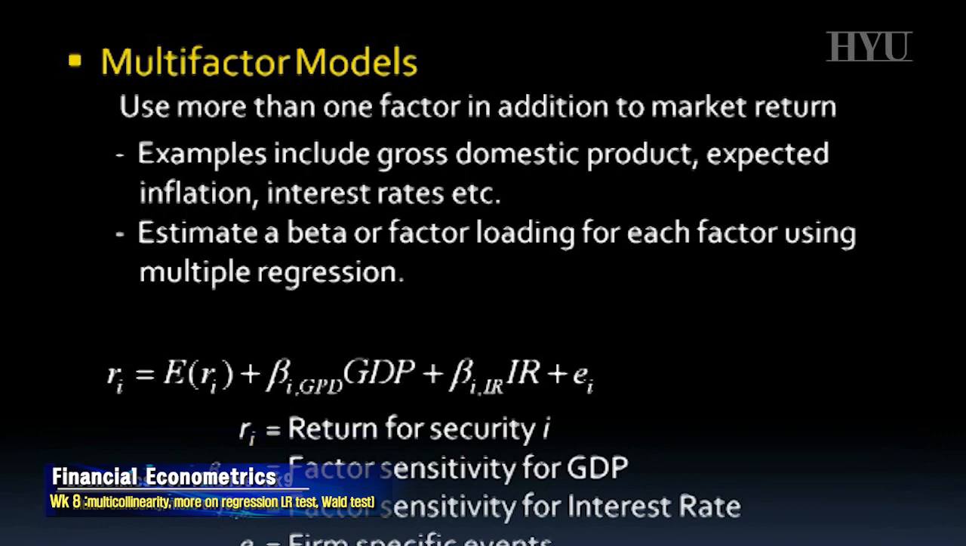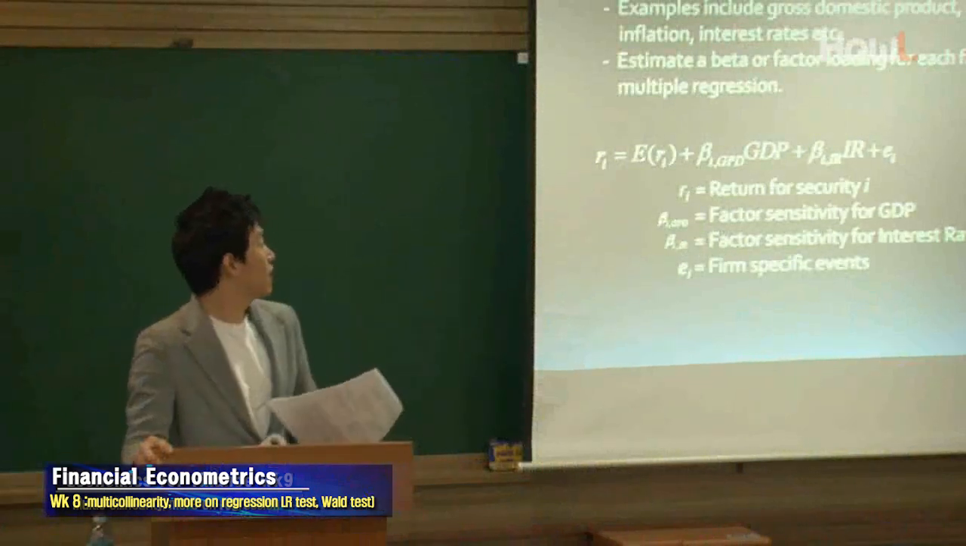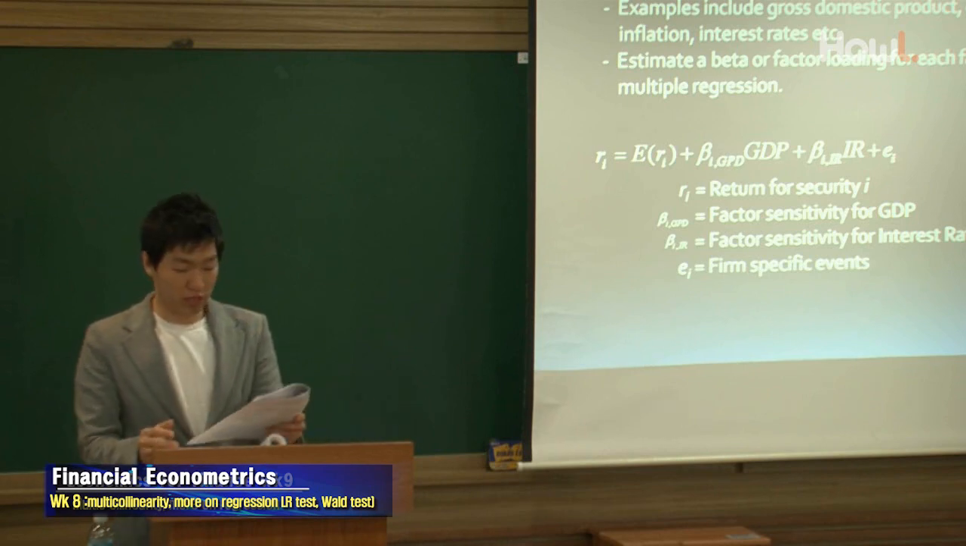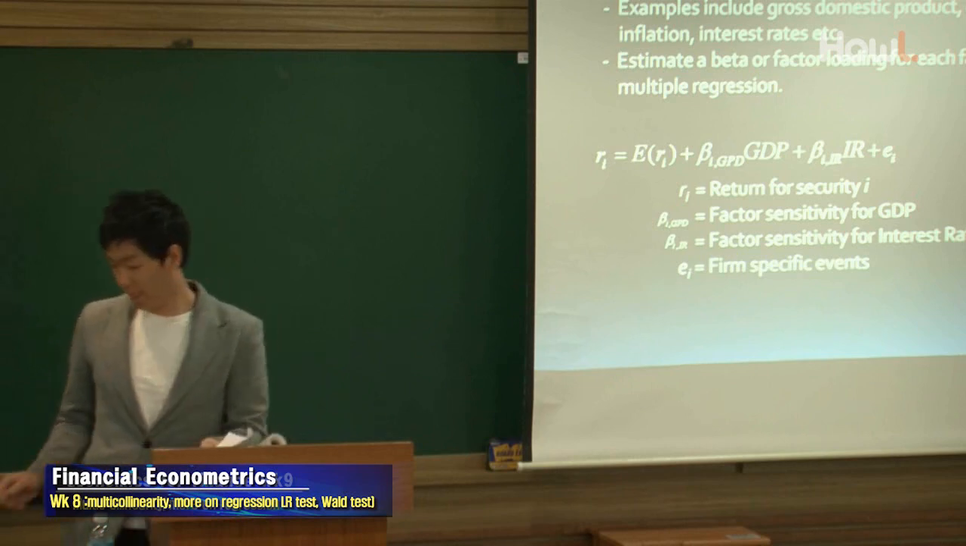And multi-factor models, like we learned from chapter 14, use more than one factor in addition to market return. As an example, this is a two-factor model. We include gross domestic product and sensitivity for interest rate, following each beta: beta GDP and beta IR. So it has more terms for following the market.